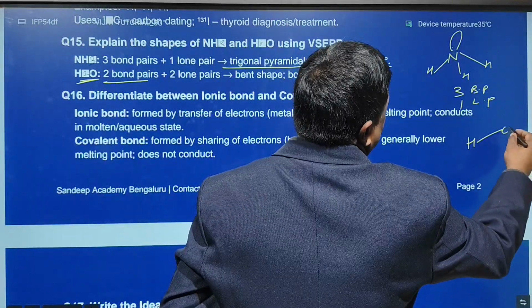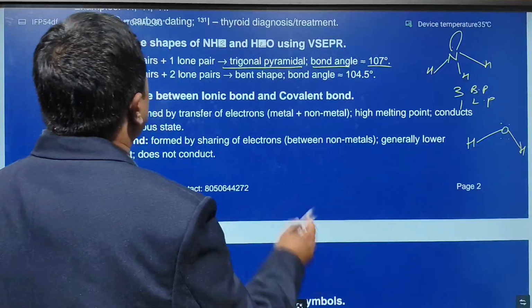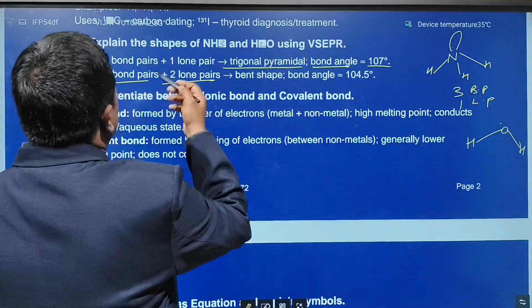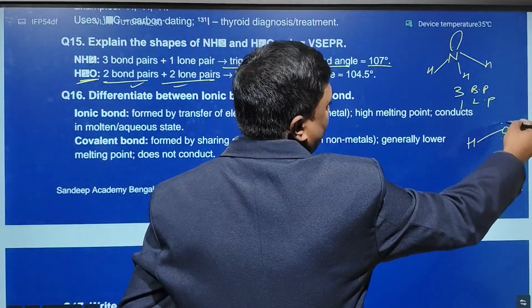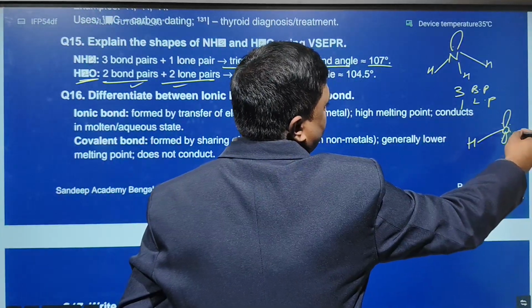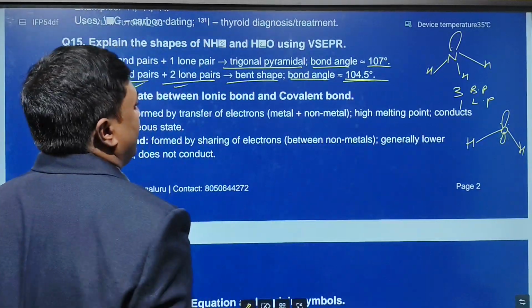Whereas H2O is like this: hydrogen, oxygen, hydrogen. There are 2 lone pairs and 2 bond pairs. So the shape is bent and the bond angle is 104.5 degrees.